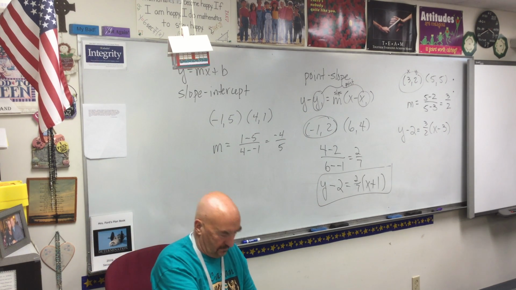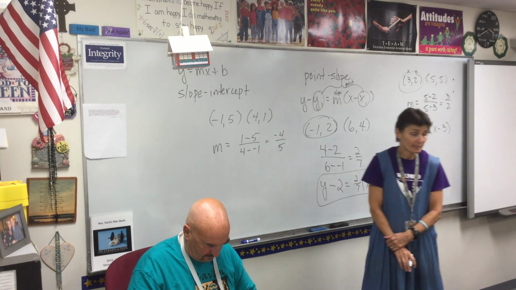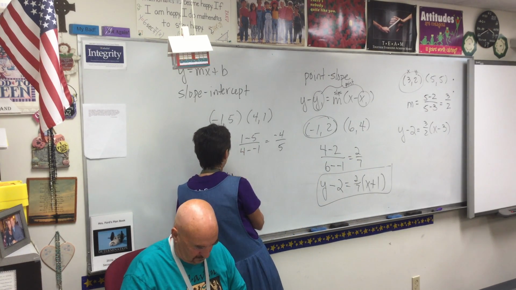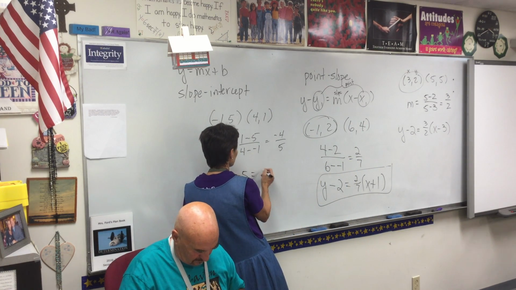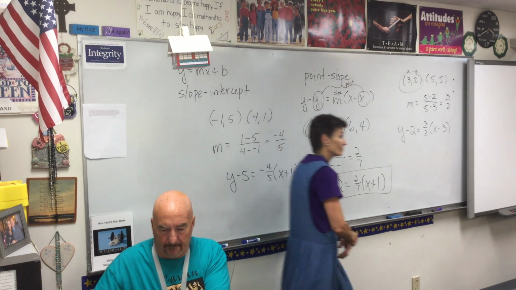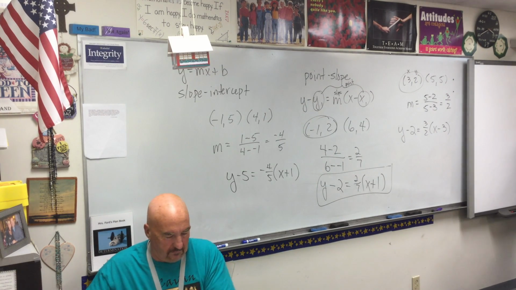Point slope. Okay. She says I don't have to do anything differently. I can go ahead and use point slope. So y minus 5 equals -4/5 times x plus 1. Is that okay? Yeah. And then just distribute.